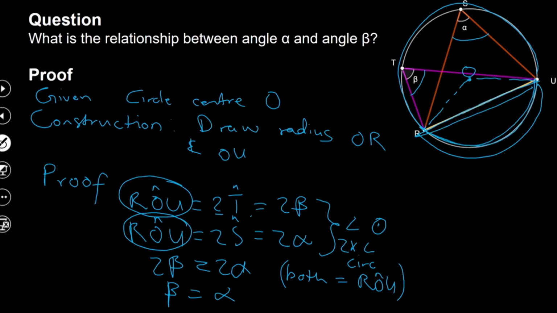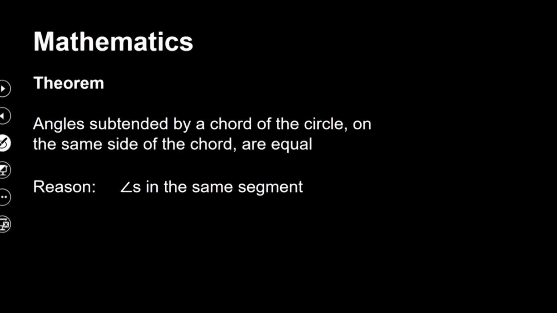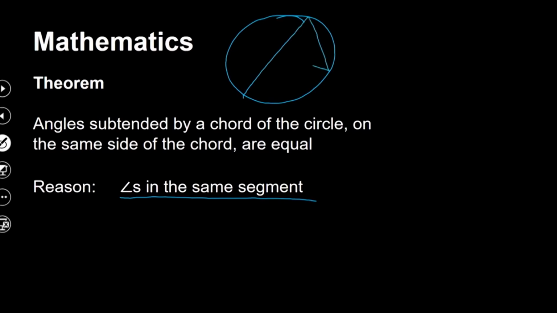So that's what you need to note about this particular theorem that I have on the board here. The theorem is: angles subtended by the chord of a circle on the same side of the chord are equal to each other. And our reason is normally "angles in the same segment". So what am I saying? If I have an angle there subtended by that and an angle there subtended by that, I don't even need to draw a chord there. This angle and that angle are going to be equal to each other.